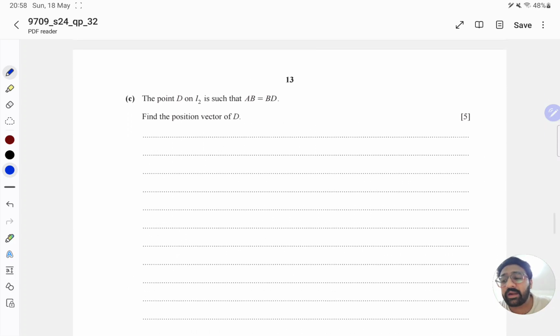Let's move to the next part, part C. Part C says that point D is on L2 such that AB is equal to BD. Find the position vector of D. So this statement tells us that the magnitude of AB is equal to the magnitude of BD.